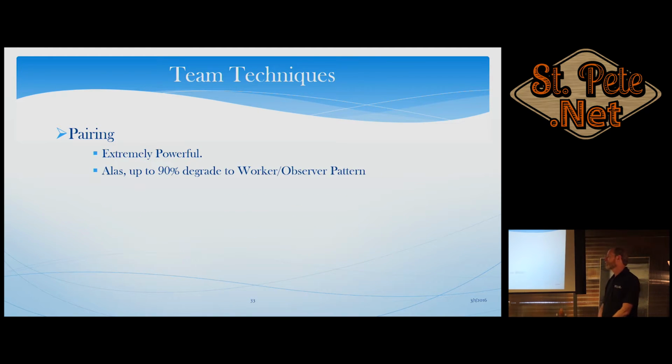So what are some techniques that teams can do? First one, pair programming. Anybody have any experience with pair programming? I think it's extremely powerful. Unfortunately, up to 90% of the cases I've seen devolve into what's called the worker-observer pattern. You have 2 people sitting at a desk with 2 monitors, 2 keyboards, a beautiful team setup. One person sits there and goes, yeah, well, the other person's working. You're wasting a person. That's not what pair programming was intended to be.